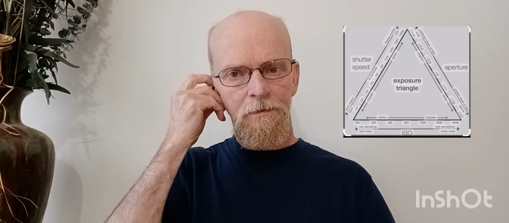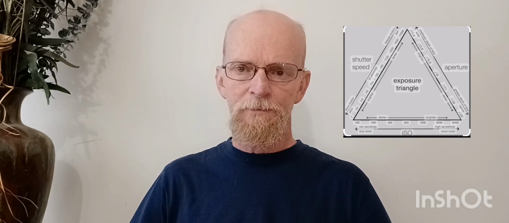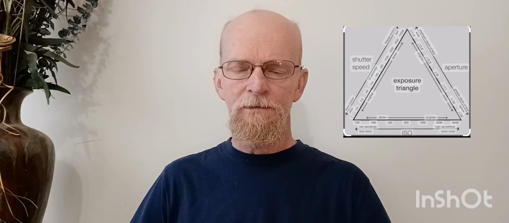Hello. Today we're going to talk about the exposure triangle. I'm going to try to unwind this thing for you. Basically, the exposure triangle has three sides: aperture, shutter speed, and ISO.